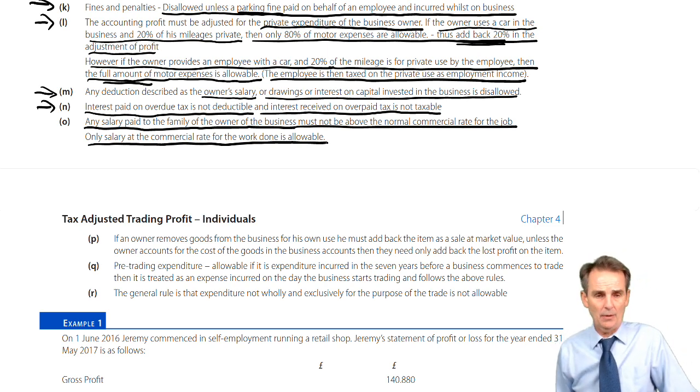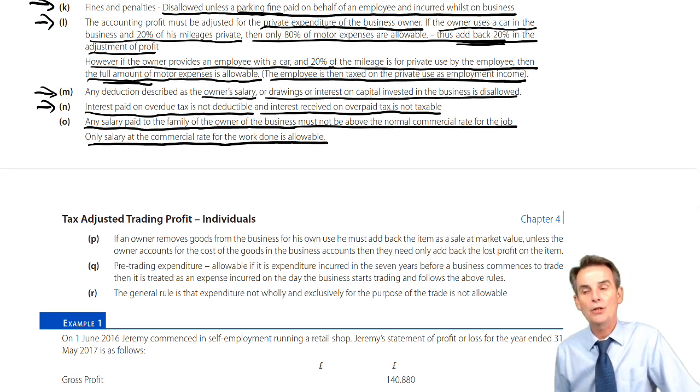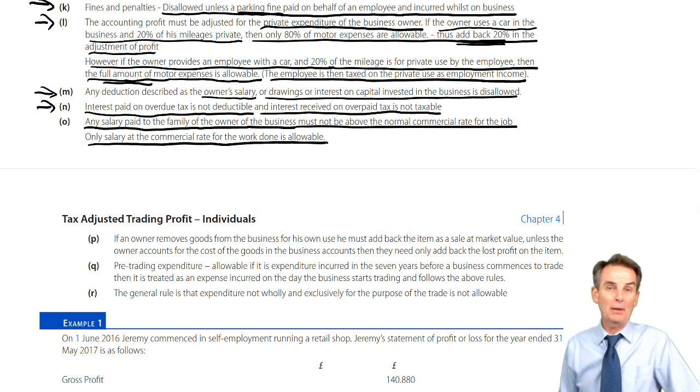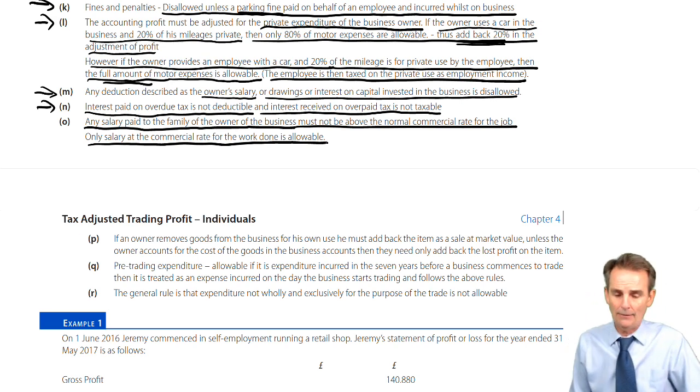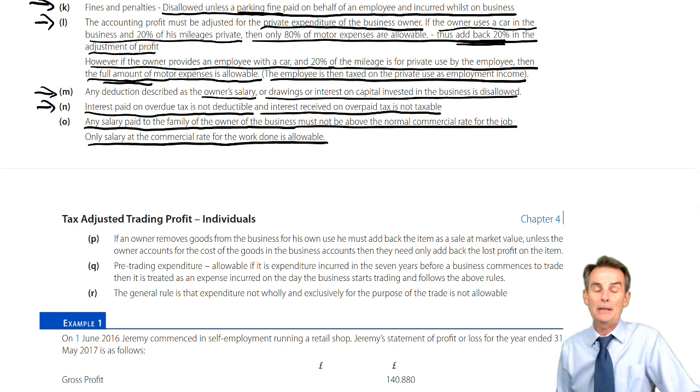So all you've got to do in adjustment of profits, you'll be given the two numbers. If you're paying above the normal commercial rate, you've got a problem with the HMRC, you've got to add that back. If, of course, you're paying your spouse at below the normal commercial rate, you haven't got any problem with the HMRC, you've got a huge problem with your spouse there.